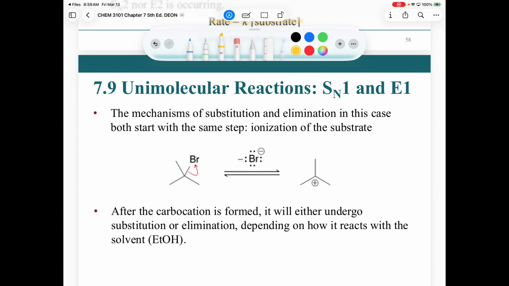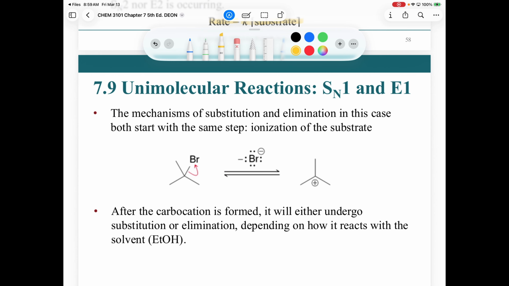Anyhow, what is going on in this reaction then? Well, remember I said SN2 is together, E2 is together. Well, SN1 is one at a time. We're still getting a loss of leaving group and a nucleophilic attack in an SN1 reaction. They just happen individually, right? It's a stepwise process.